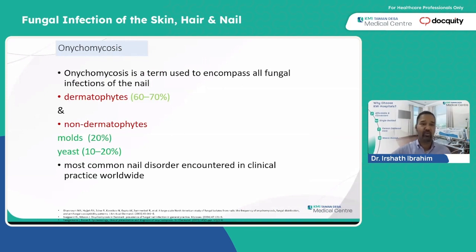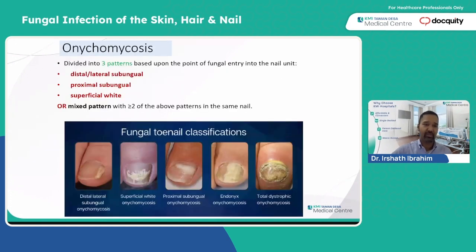Okay, next one is onychomycosis. This is due to either dermatophytes or non-dermatophytes like molds and yeast. It's a term used to encompass all fungal nail infections. So these are the typical fungal nail infections. You have patterns: distal lateral, proximal subungual, and superficial white. Okay, and then you can even have a mix of any of these patterns.